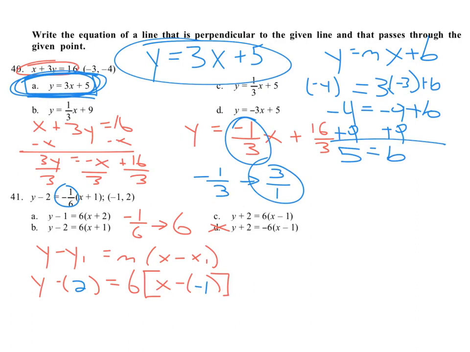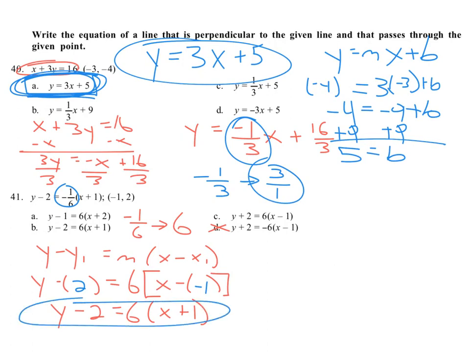And that, of course, will simplify to y minus 2 equals 6 parentheses x minus a negative is positive 1. So that's our equation. Do we see that? y minus 2 equals 6 parentheses x plus 1. We do. We see that there in B. So the answer is B.